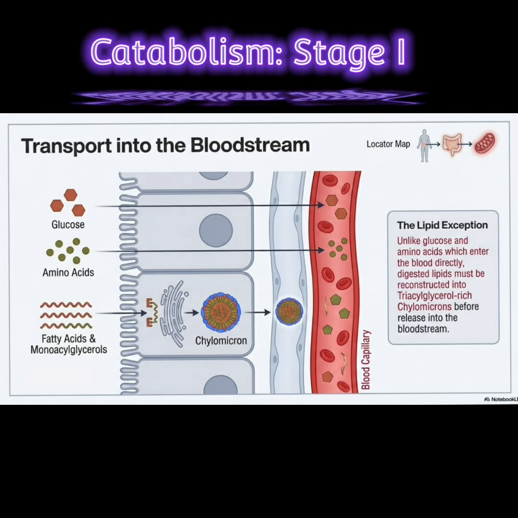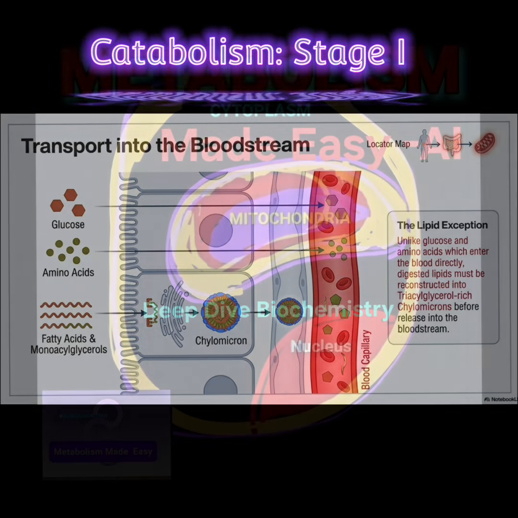So that inefficiency of rebuilding the fat is really just the price of admission for using the bloodstream. Exactly. It's a necessary cost for safe transport. And that really concludes stage 1. We've broken things down, and in the case of fats, packaged them up, everything is now in circulation.